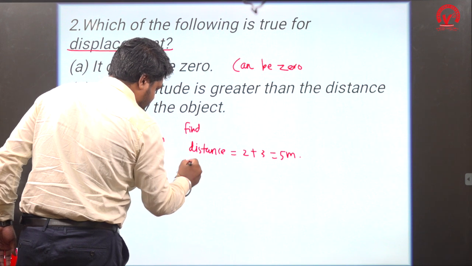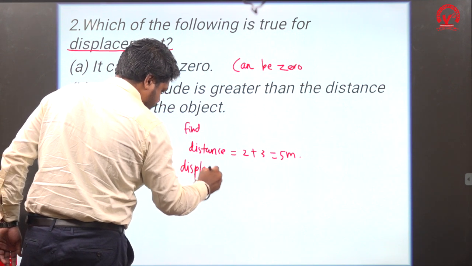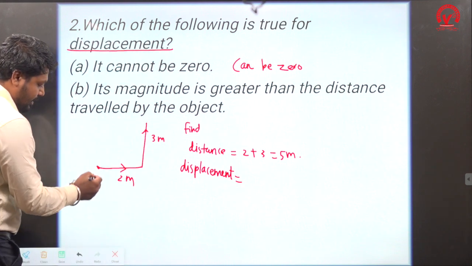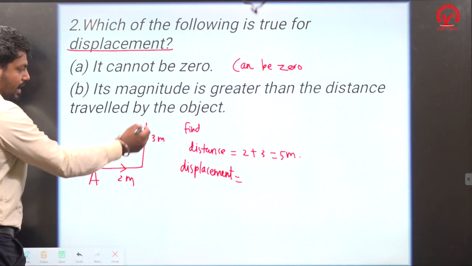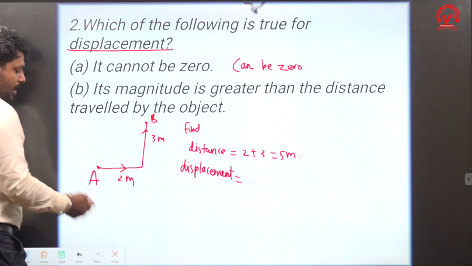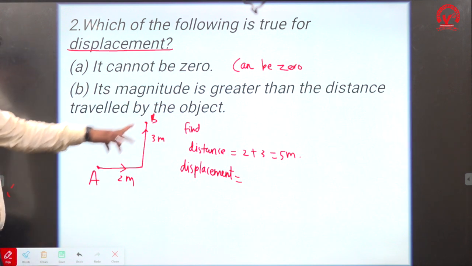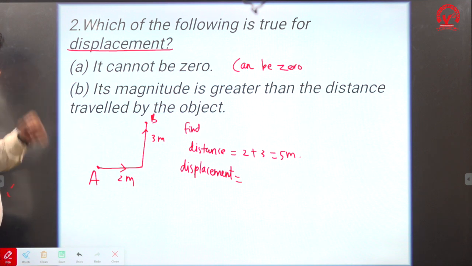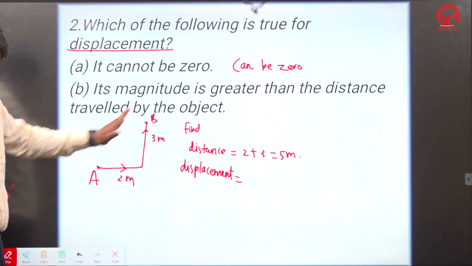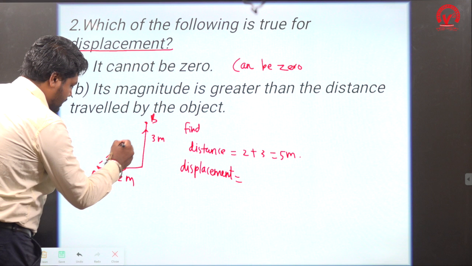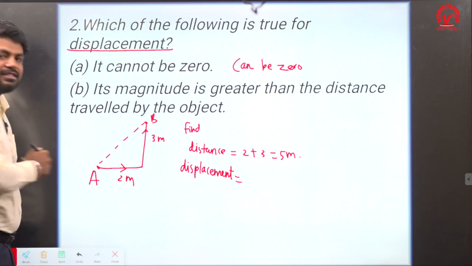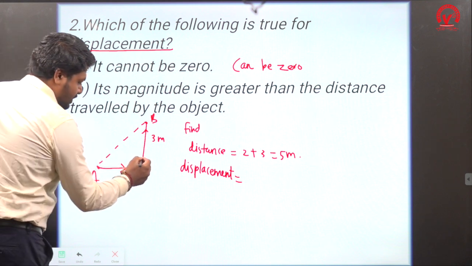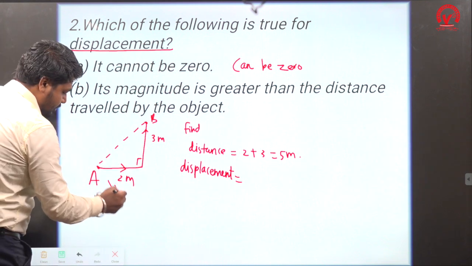What is the displacement here? Displacement is equal to, this is the starting point. Let the starting point be A and let the ending point be B. So what is the shortest distance between A and B? This straight line, right? This is the shortest distance. How can we find the length of this line? By using Pythagoras theorem. It is a right angle triangle, so we can use Pythagoras theorem.